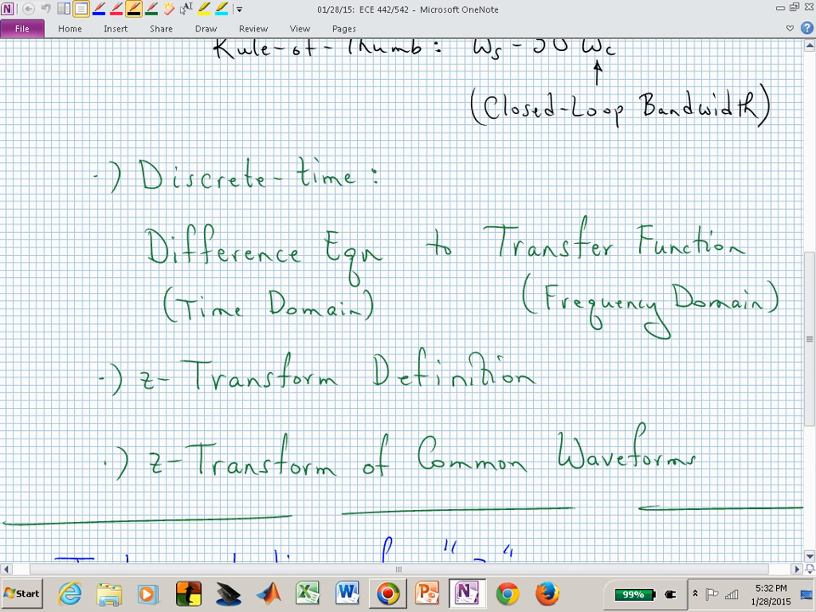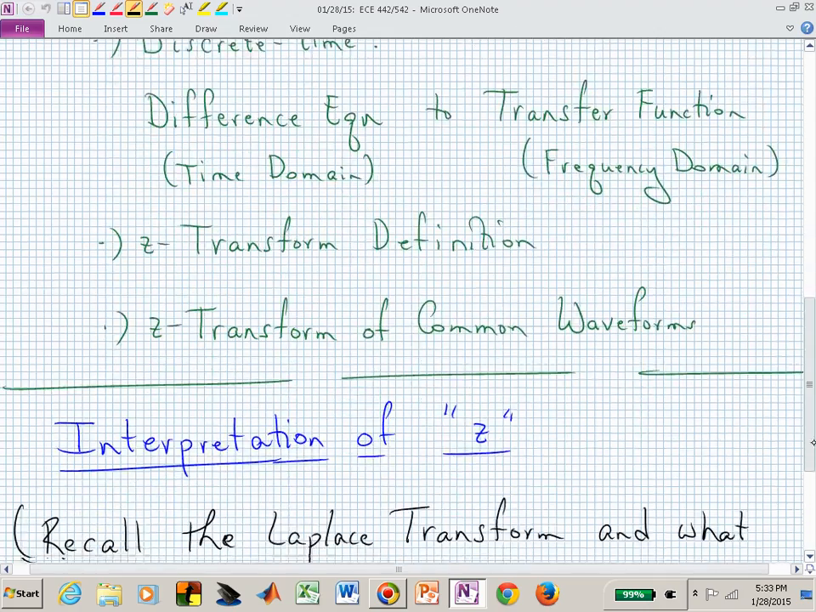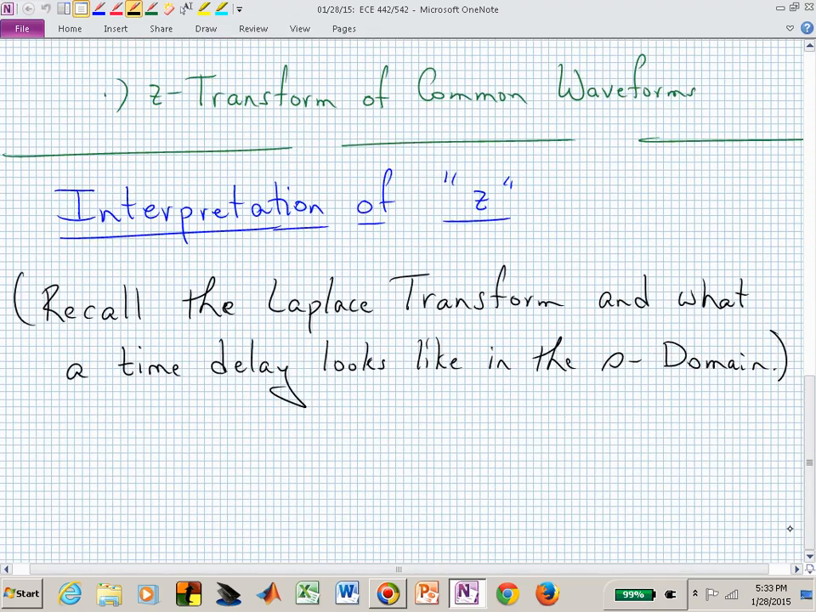Then we will jump into z transforms. Once we have talked a little bit about this variable z, then let's now get into the z transform. We'll define it, and then we will go through deriving or developing some of these z transforms of common waveforms, where the common waveform now might be the pulse input, it might be a unit step, it might be an exponential, it might be an exponentially damped sine and cosine. What does that look like, or what does the z transform of those time domain waveforms look like? Let's start then today with this z variable.